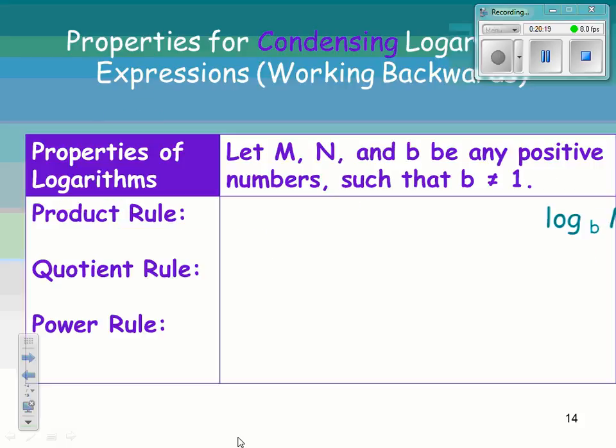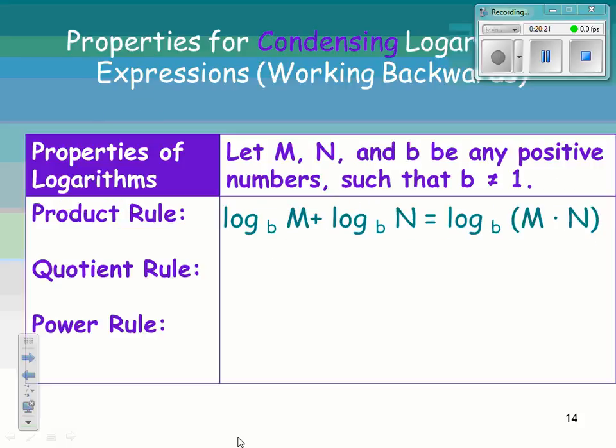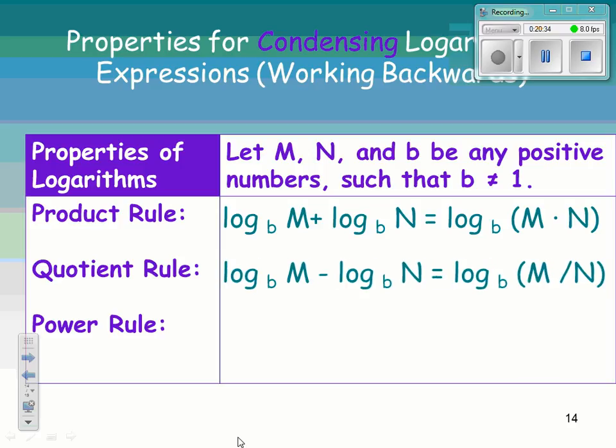Okay, so here's all of our rules. All they are is flip-flopped. If we have two logs that are being added together, we're going to rewrite them as multiplication. We're just going back the other way. If we've got a quotient rule, if we've got subtraction and we want to condense it, we're going to rewrite subtraction as a division. And then the power rule, if we have a number being multiplied in the front, when we rewrite it, we're going to rewrite it as an exponent. The same rules, we're just going in the different direction.